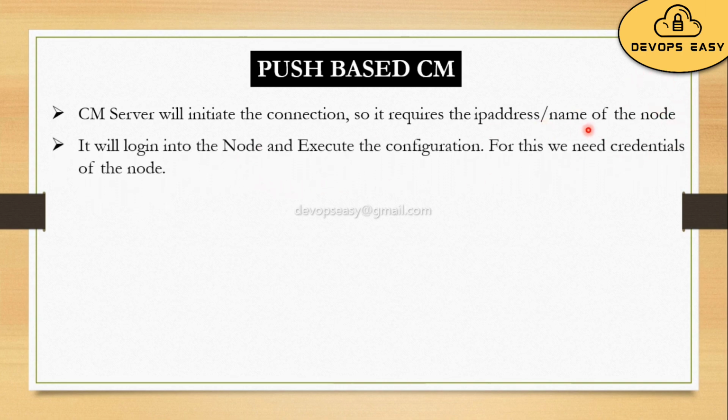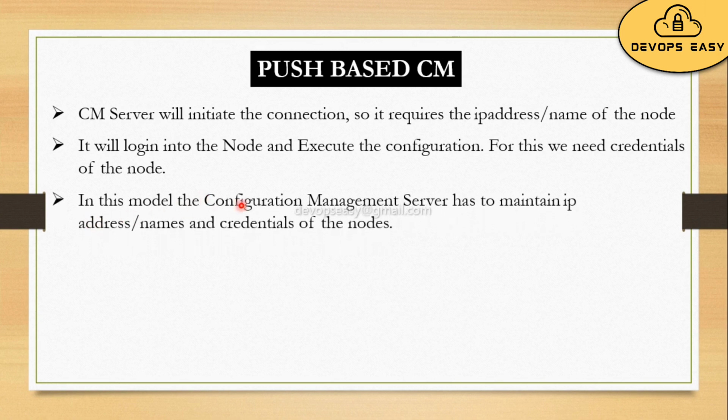So what will it do using this IP address? It will log in into the node and execute the configuration. Configuration is nothing but whatever necessary software or copies of files, whatever it might be, we call that configuration. For this we need the credentials of the node. Obviously, if I want to log in into any server, I need a credential. In this model, the configuration management server has to maintain the IP address of the server and the credentials of the node, right? Suppose I want to go to my friend's home. My friend has shared the Google Maps link. Okay, I will visit his home.